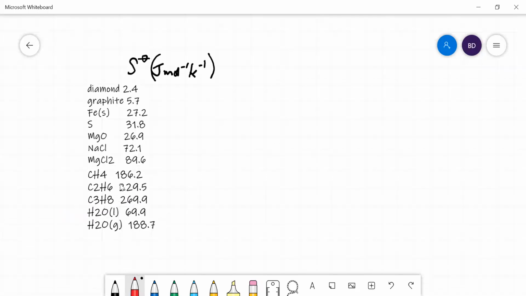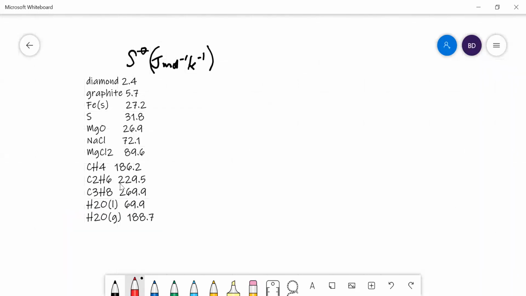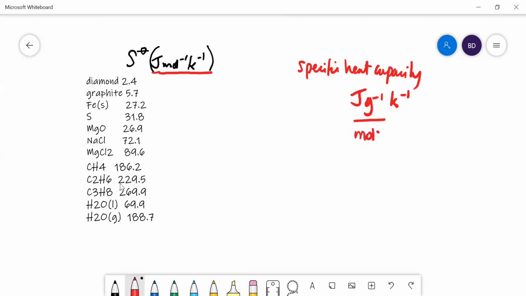Here are some values of entropy. By the way, before we say anything, if you look at the units there, joules per mole per Kelvin, you probably remember the units of specific heat capacity: joules per gram per Kelvin. And of course you could change grams for moles, the molar heat capacity. So that should give you some insight into what entropy actually is and why it's got those units.